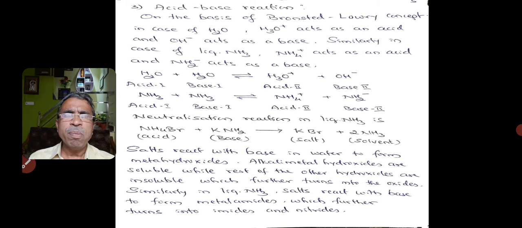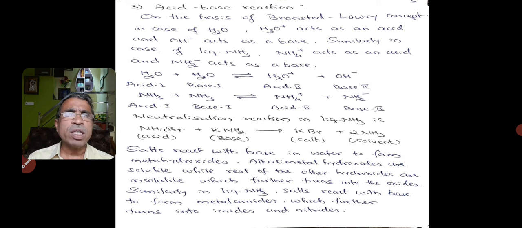Okay, so ammonium bromide is an acid, combines with potassium amide, which is a base, to form potassium bromide, which is a salt, and forms ammonia. We have studied that an acid combines with a base to form salt and water. Here also the ammonium bromide is an acid, potassium amide is a base, it forms potassium bromide, which is a salt, and forms a solvent, that is ammonia.